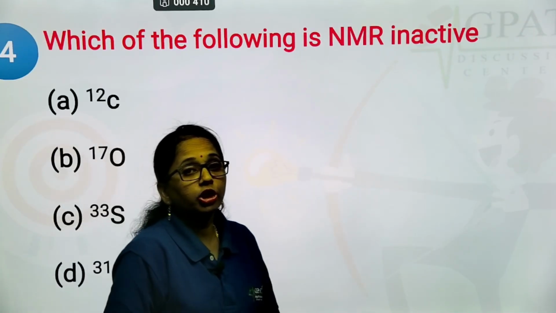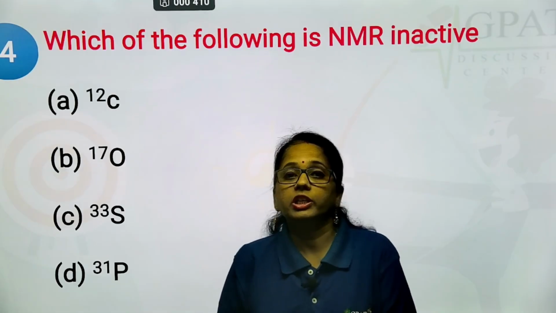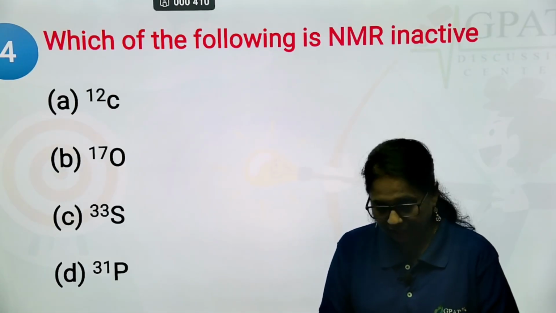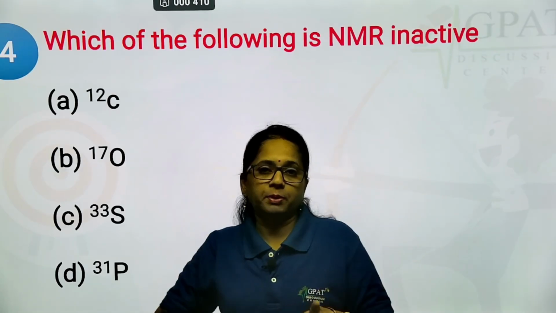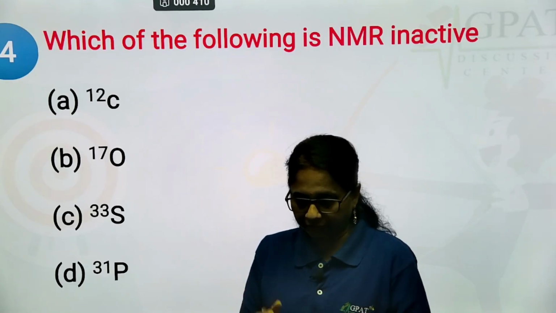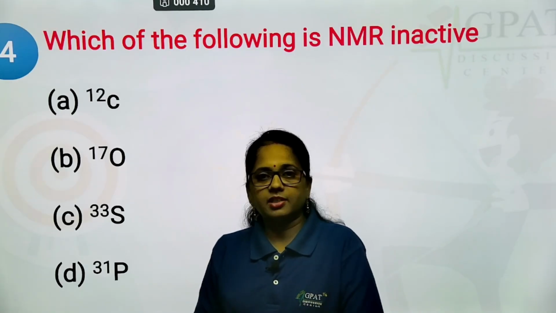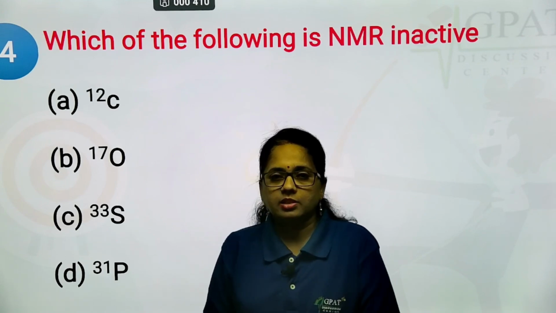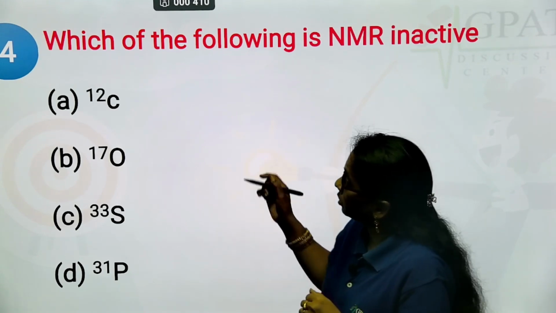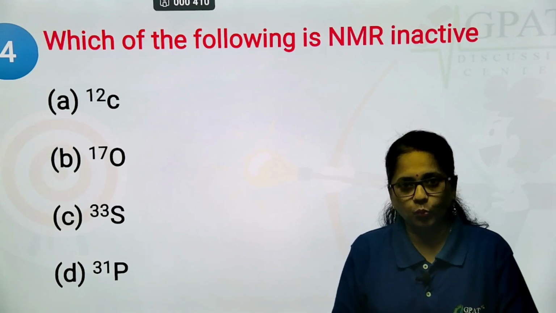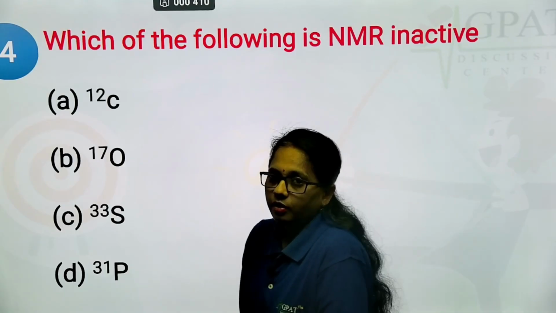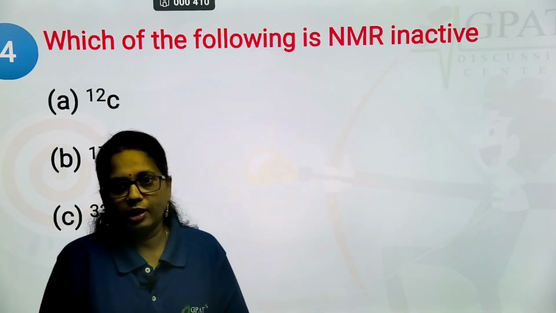Okay, in order to know which compound is going to give you the NMR signal, even though you put the sample in the high magnetic field and give the radio waves as the energy to that molecule, some of the molecules are not going to absorb that radiation. Why? Because there is a clause for NMR absorption.